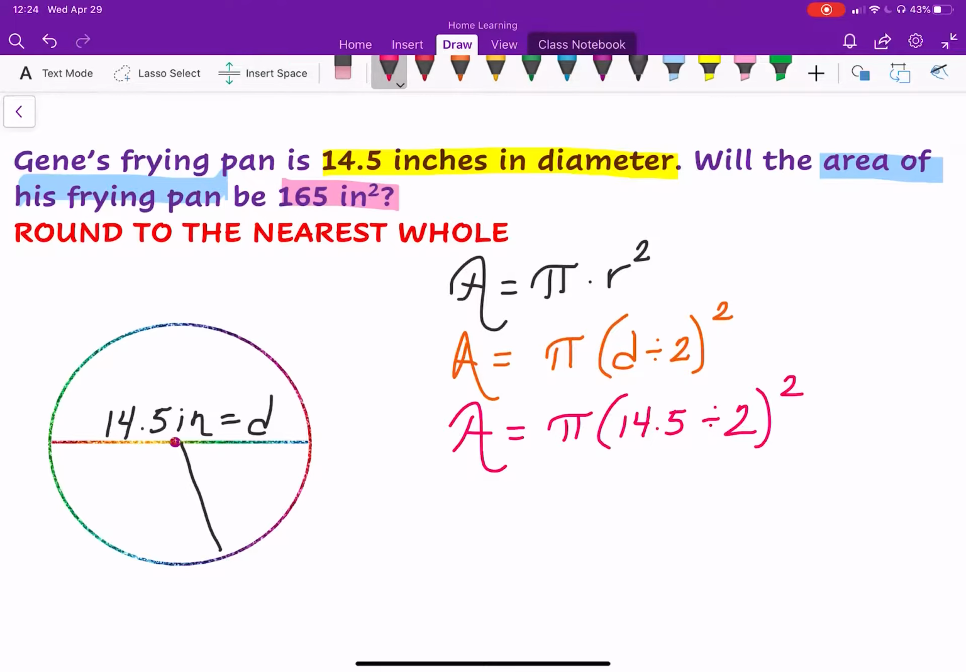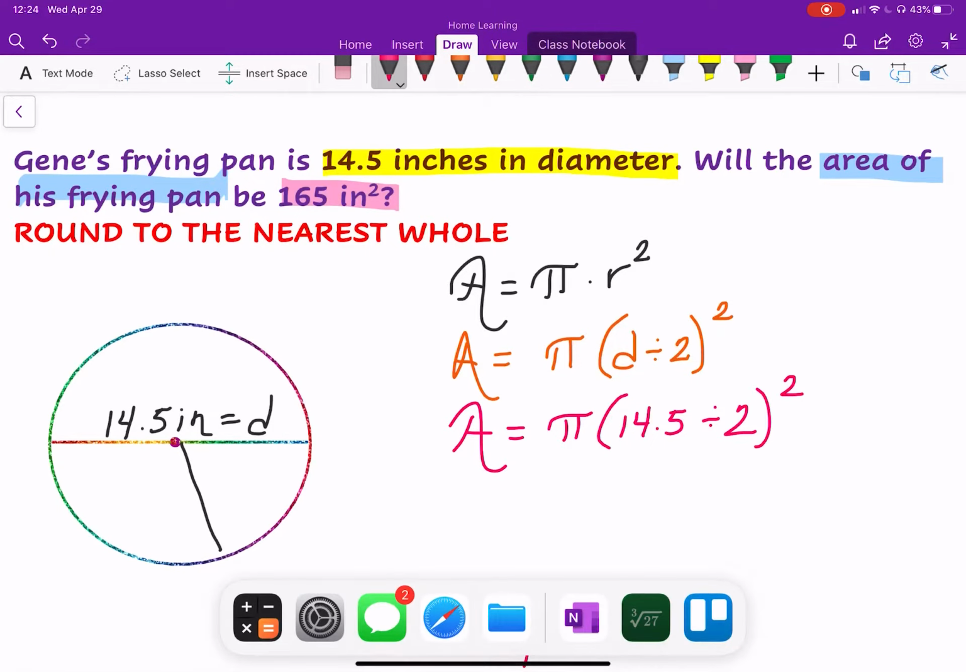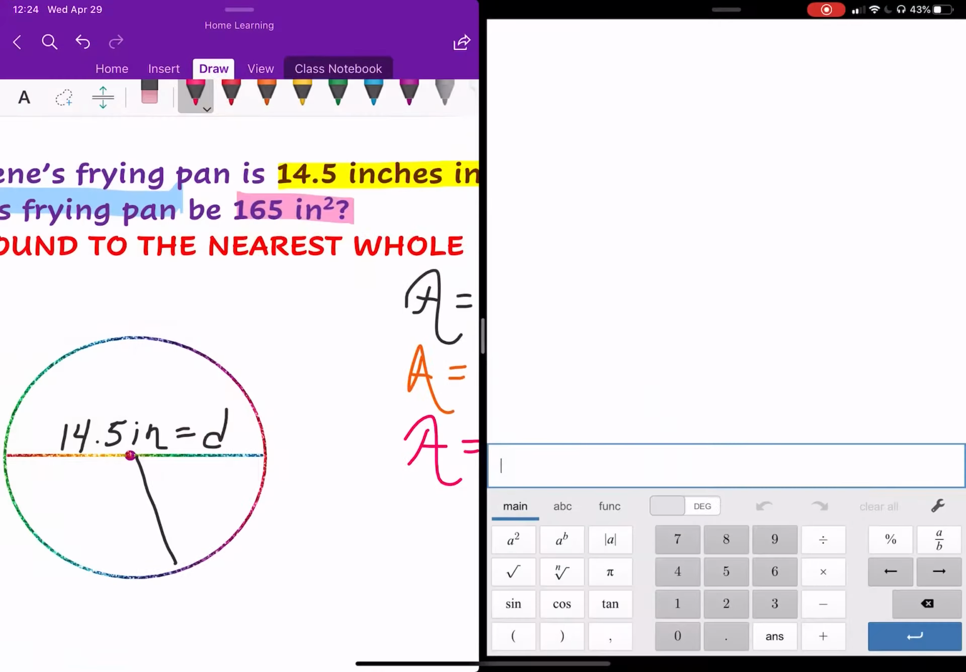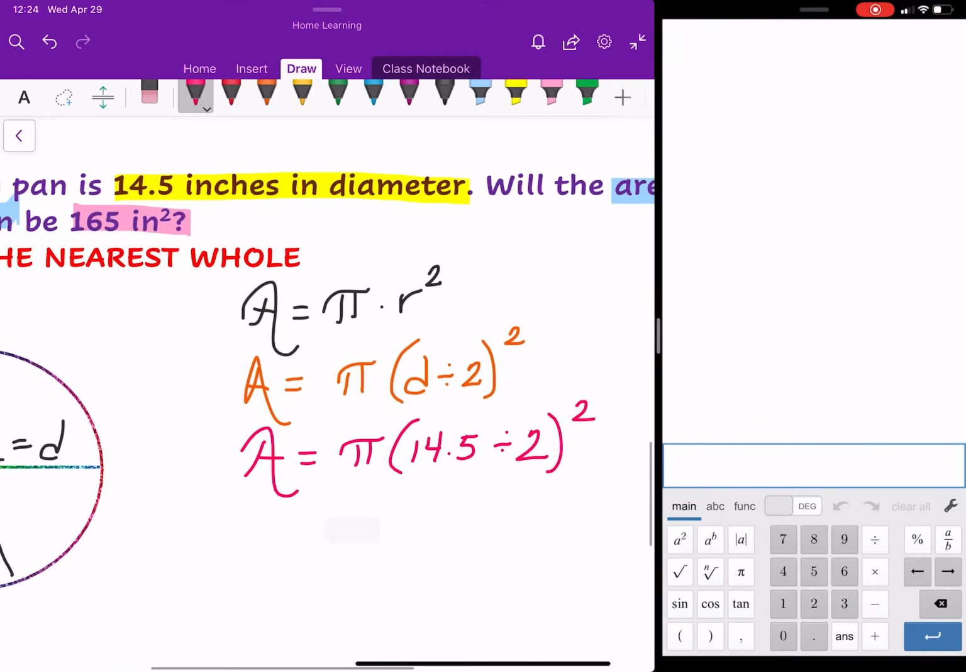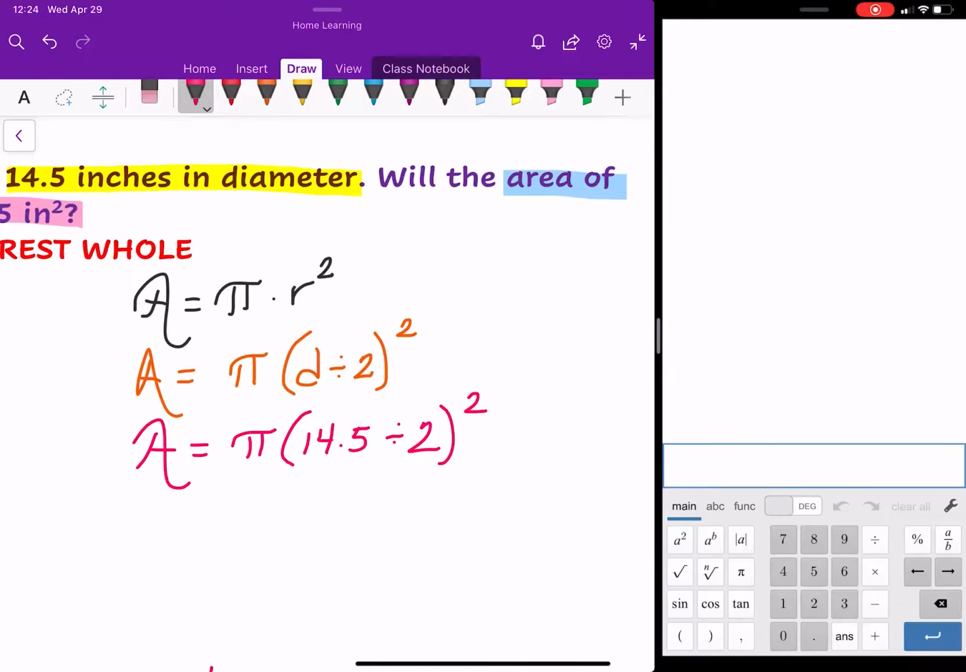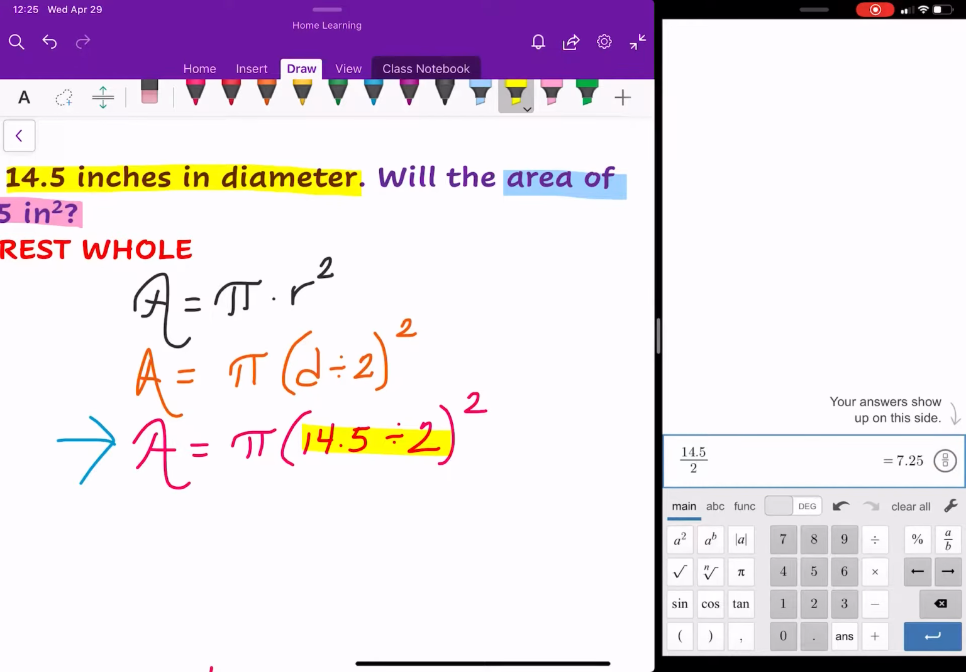So let's go ahead and use our calculator. Keep in mind that you can do this all in one step on your calculator when you get to this point right here. But again, I like to break it down so that everybody can follow along. So I'm going to focus inside the parentheses. I have 14.5 divided by 2, which gives me 7.25.